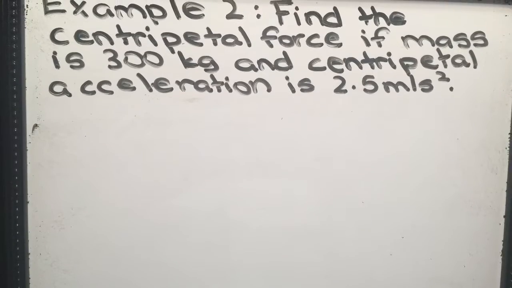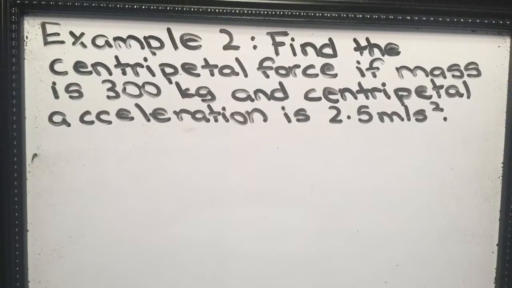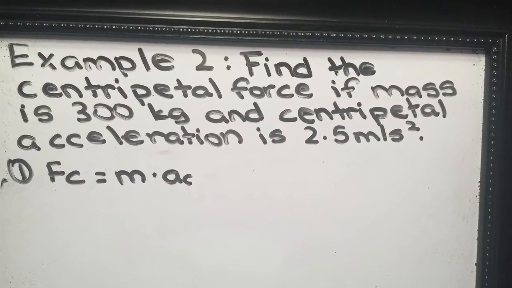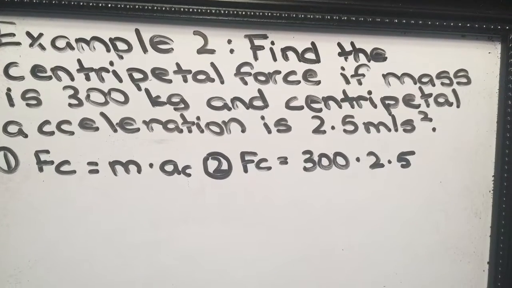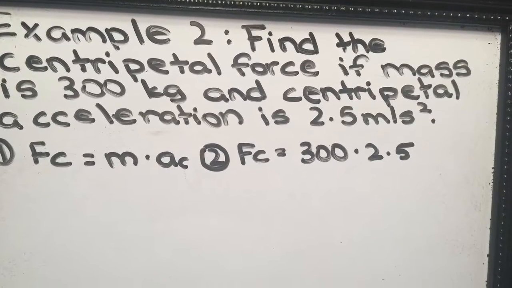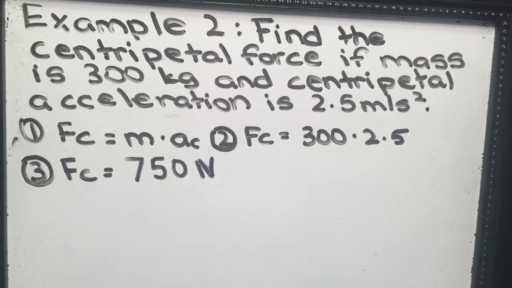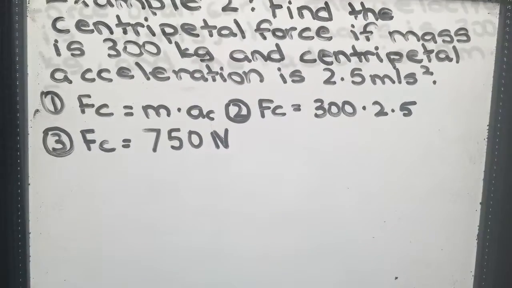Let's do another example. Find the centripetal force if mass is 300 kilograms and centripetal acceleration is 2.5 meters per second squared. The first step is to write down the formula. The next step is to plug in the numbers. For mass, it's 300, and for centripetal acceleration, it is 2.5. The third step is to solve, and you will get 750 newtons by multiplying 300 times 2.5.